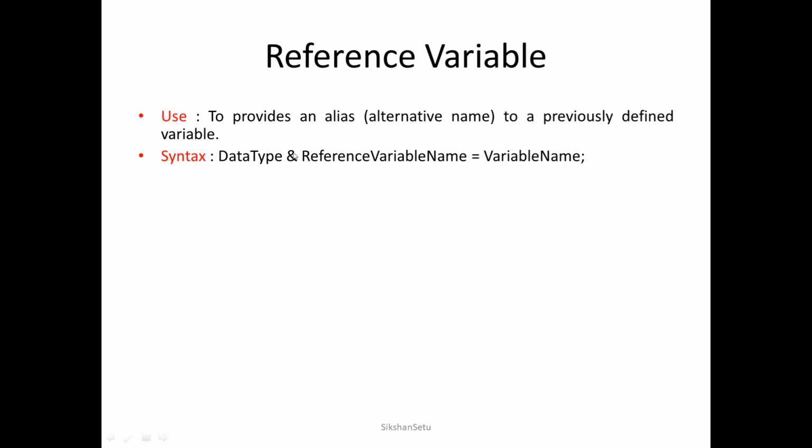First comes the data type, then an ampersand, which specifies that this is a reference variable, and then the reference variable name equals the variable name. So: data type, ampersand, reference variable name equals variable name. For example, we take int a = 10. This is a normal variable which I have declared.